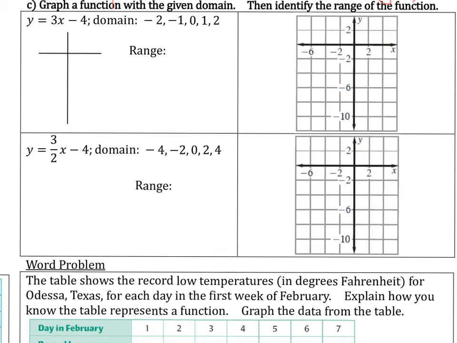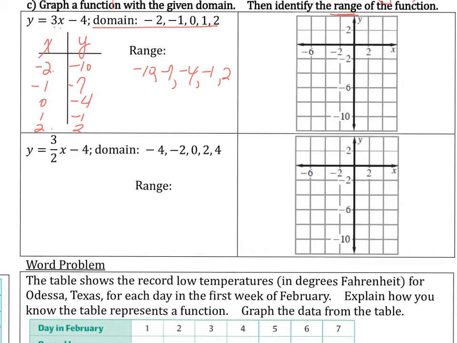Part C, graph the function with the given domain. Then identify the range of the function. So I'm going to make a t-chart here. The domain is given to me. With -2, I'm going to substitute it in for x in the function. Then y will be -10. And when x is -1, y is -7, and then -4, -1, and 2. So my range will be -10, -7, -4, -1, and 2 if you were to list it.